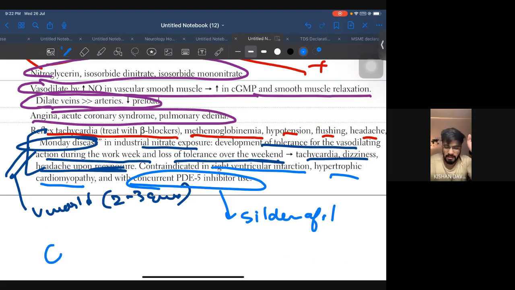So in the case they will give you the patient is having erectile dysfunction and you gave sildenafil, which other drug you should avoid? So you should avoid nitrate.